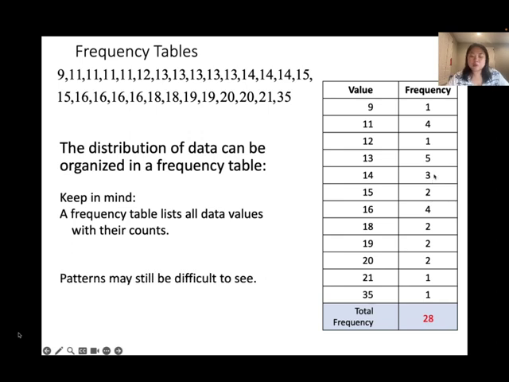Patterns may still be difficult to see. I have only organized the data with the frequency table so far. When I look at the table here, I can tell that the most frequently occurring value is 13. We have 5 of them. Then the second one is 16, which occurs 4 times. But we still cannot see the patterns.